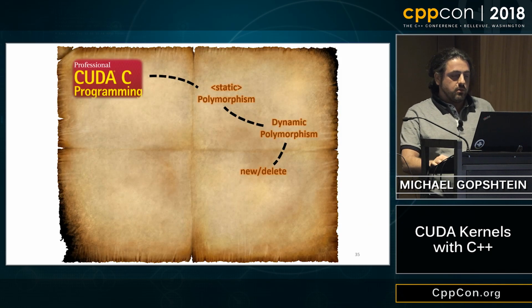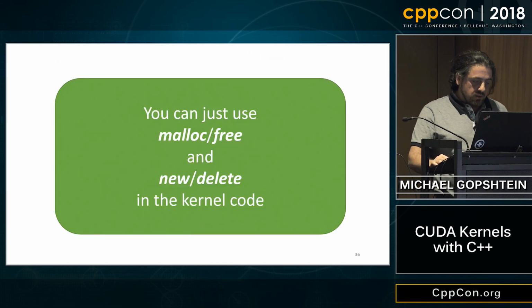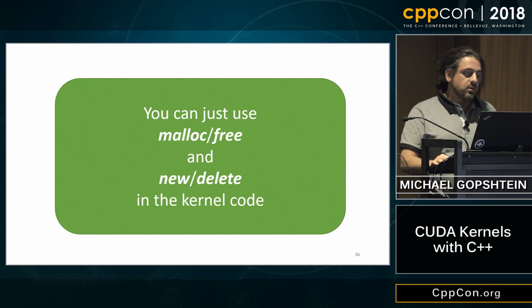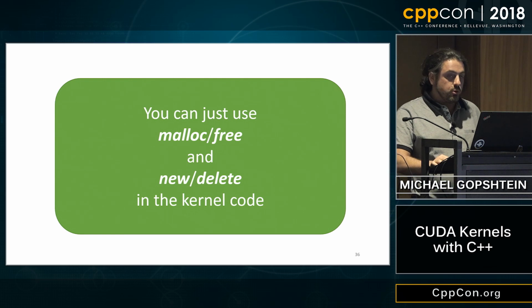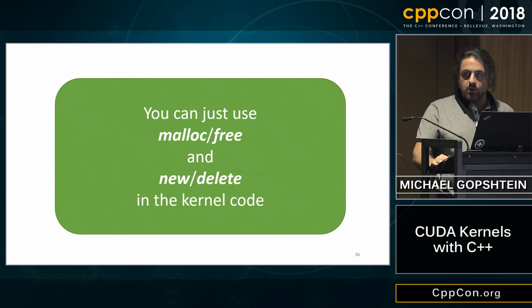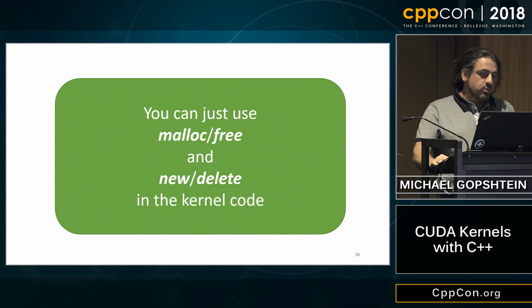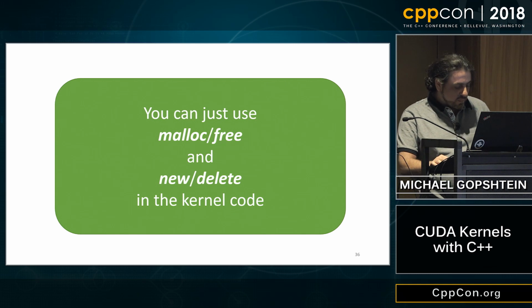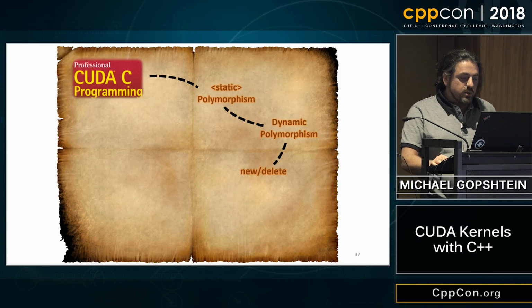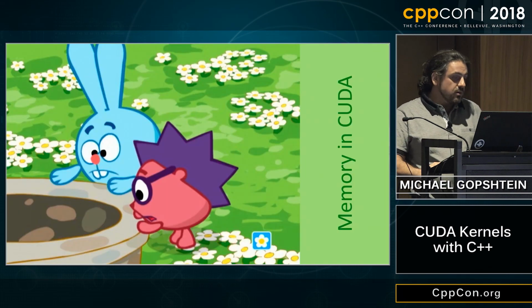So we've seen the use of dynamic polymorphism. Next stop is new delete. Basically, it's the shortest section in the talk. You just need to know that you can use malloc free and new delete in the kernel code, and it works just as expected. I don't recommend that you actually do it because of the performance, but it's possible and it works. And once we talk about the memory, you may want to look a bit deeper.